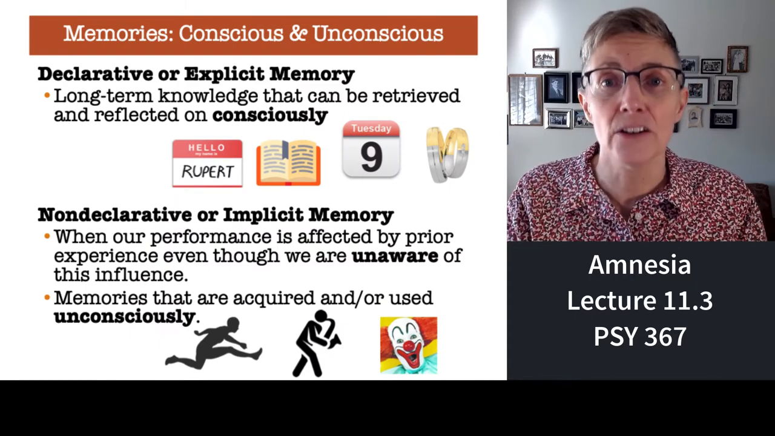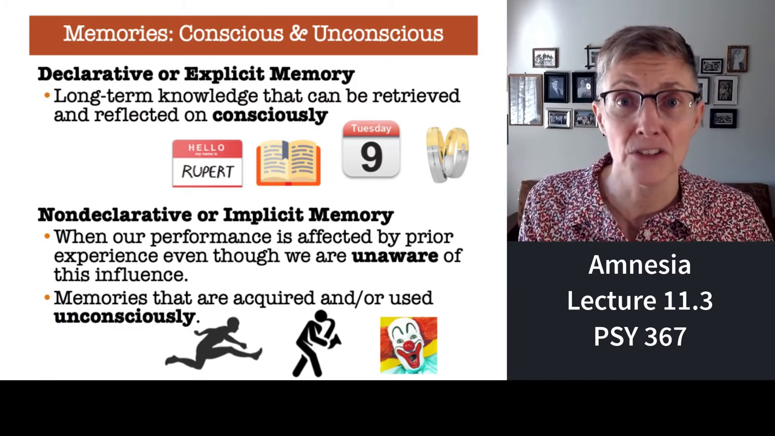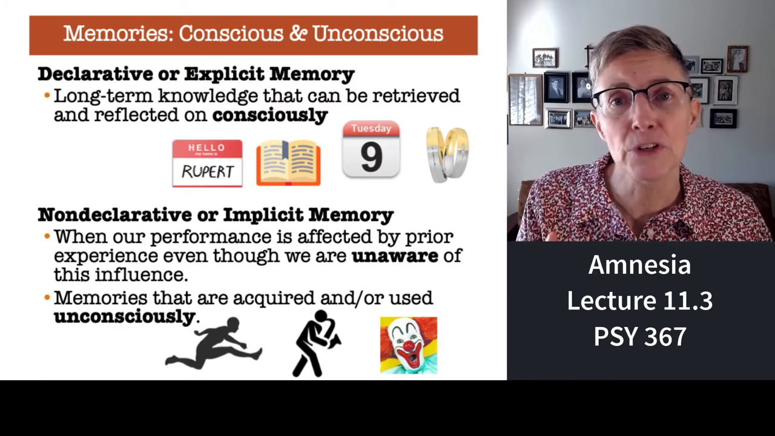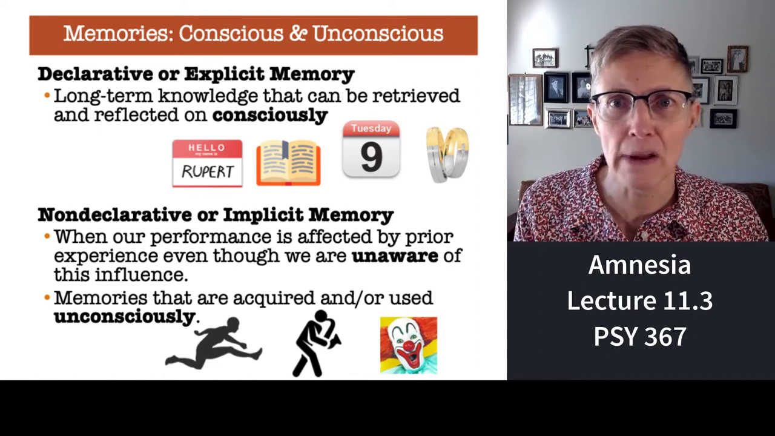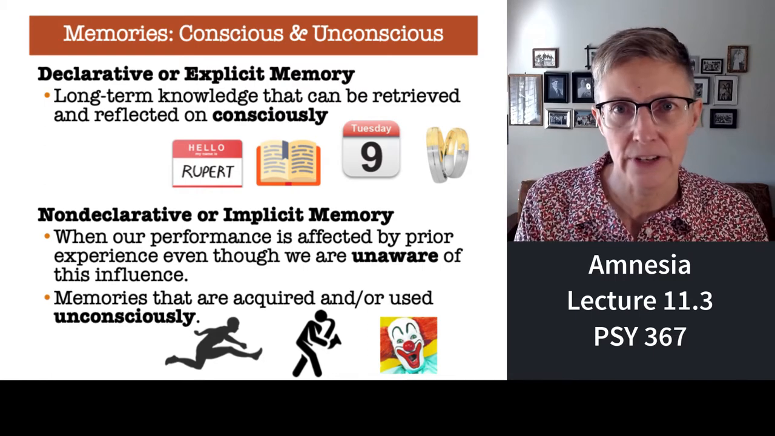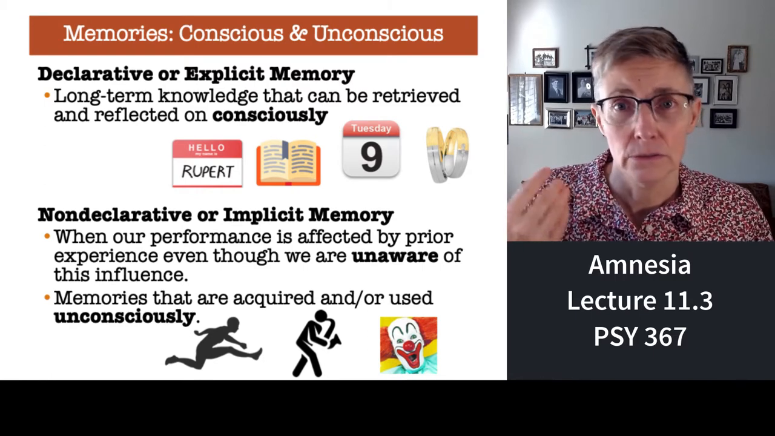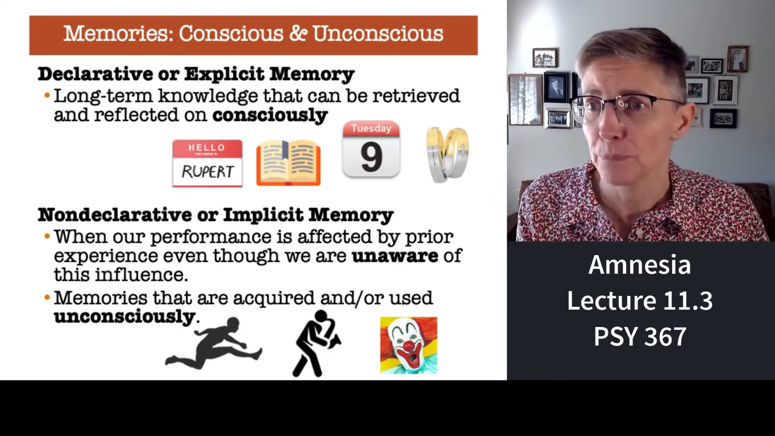I can declare something that I'm consciously aware of. Declarative, explicit memory means the same thing. These are memories of things that I know. I know the date I was married. I know my name is Maggie. I know I live in the San Fernando Valley. These are bits of knowledge that I'm aware of knowing.